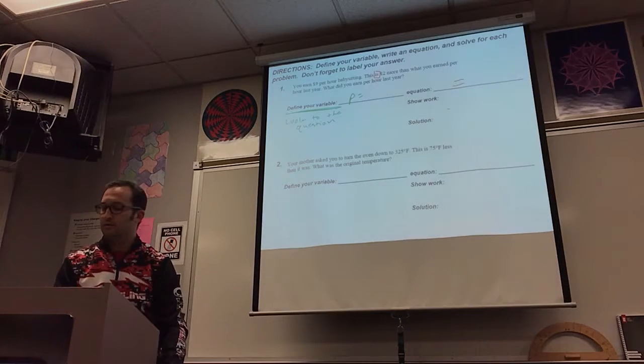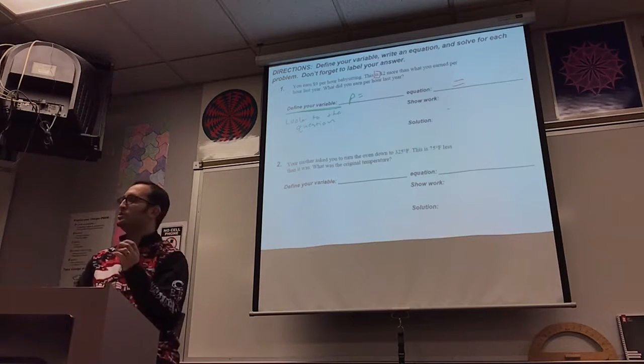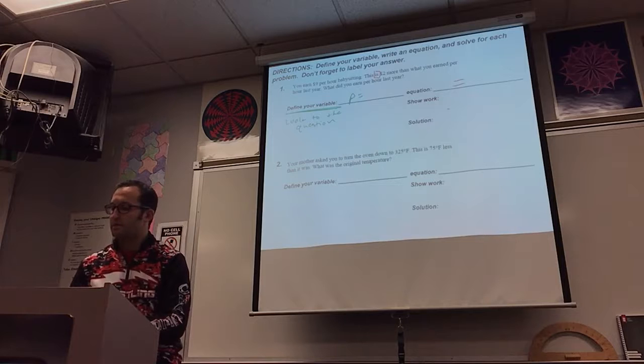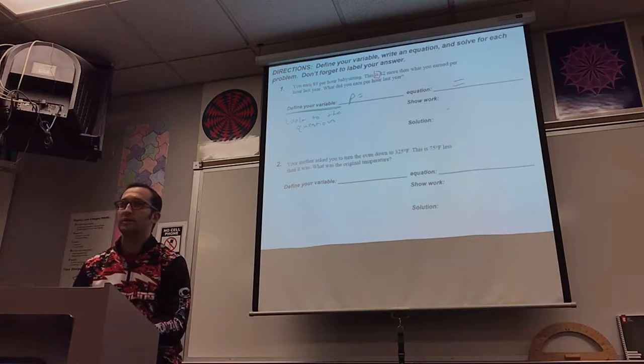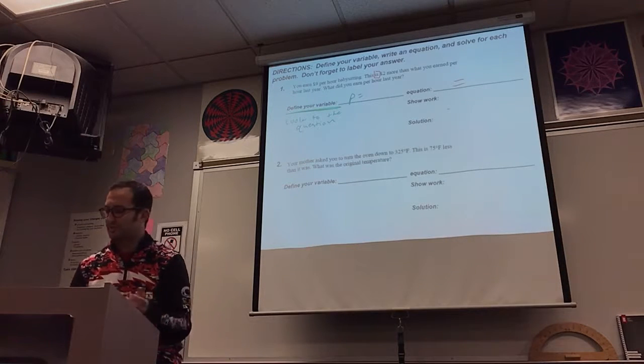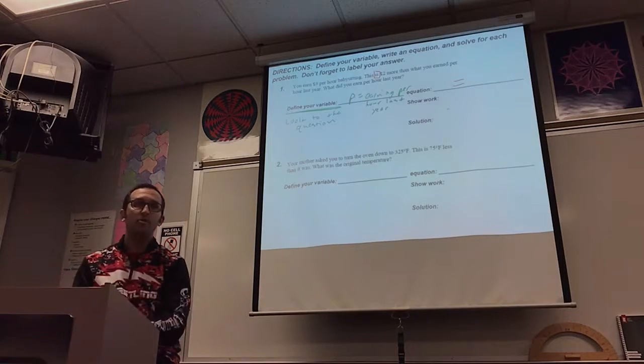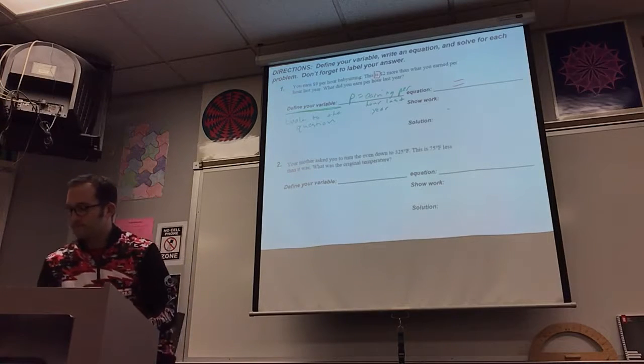P is going to be what? It should come almost directly from the question. What did you earn per hour last year? So what we don't know is what we earned per hour last year, right? So it'd be earnings per hour last year. That's what we don't know. That's what our variable is going to be.